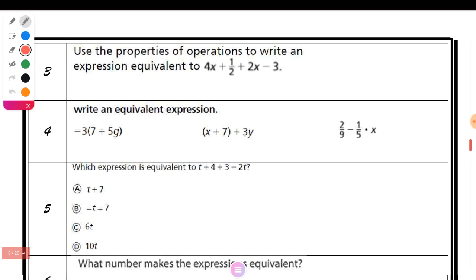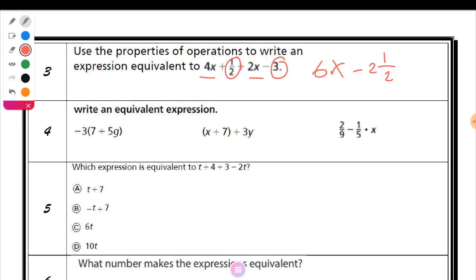Question number 3. The same, so you have to collect like terms together, these numbers together, and these numbers together. So for x plus 2x, it's 6x. Then positive half minus 3, it's negative 2.5, because sign of big and subtract. Big here is 3, so put the sign negative and subtract the number.